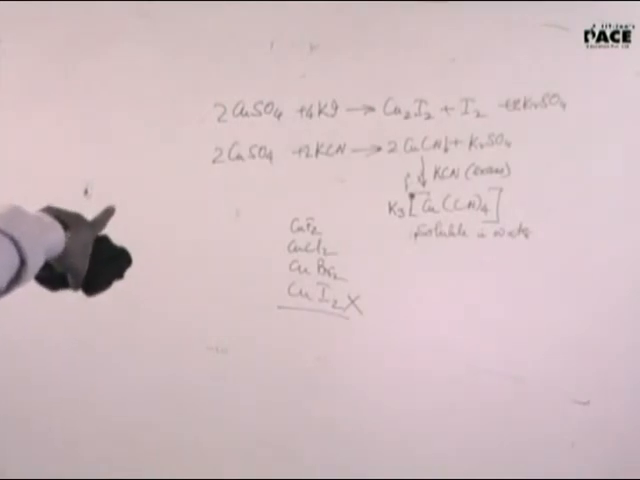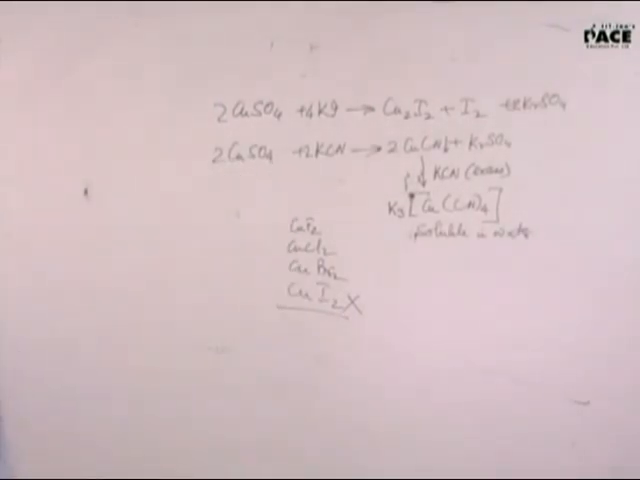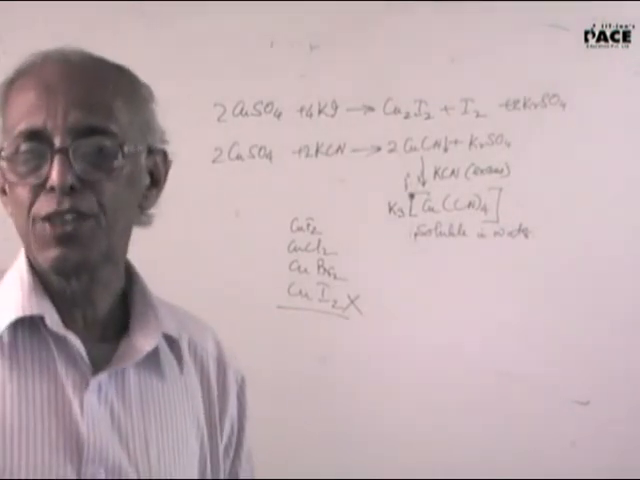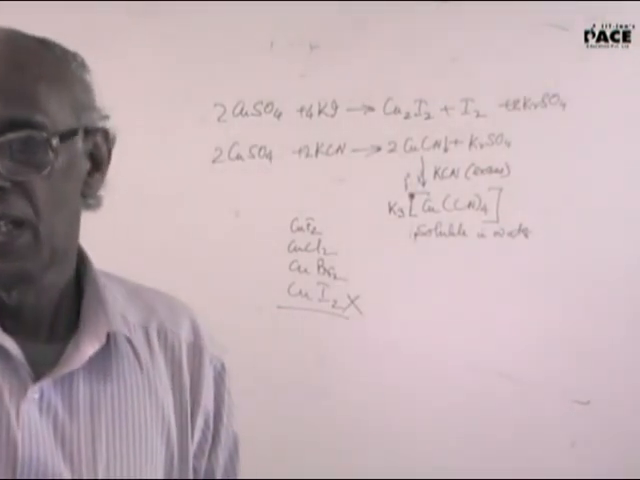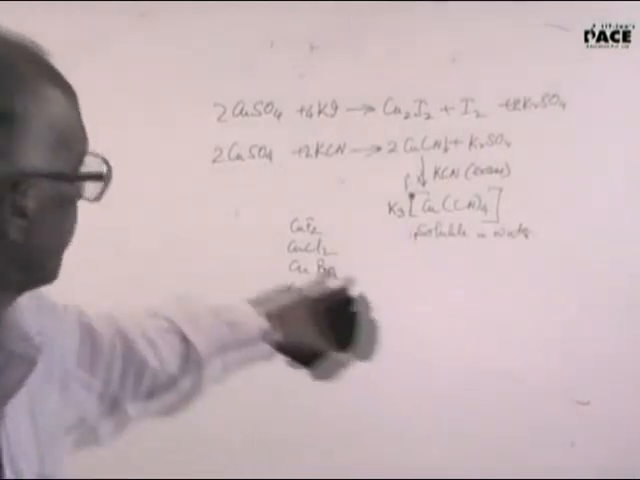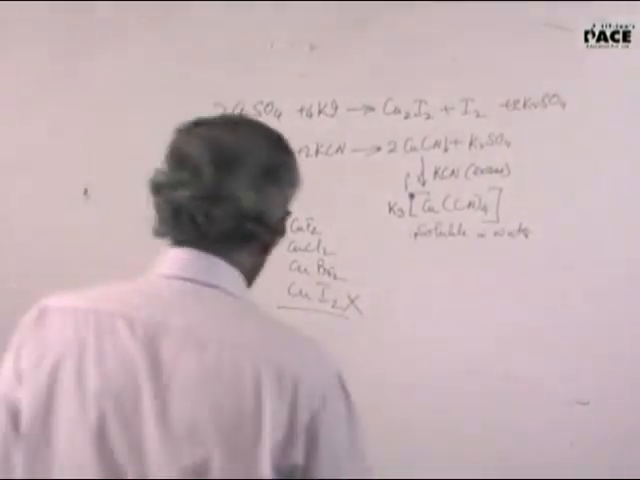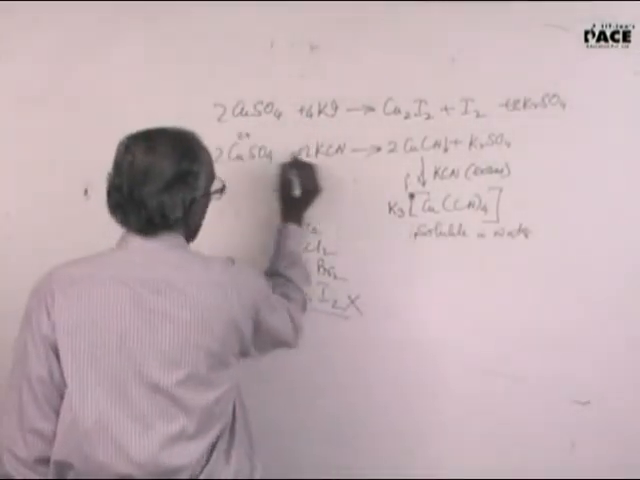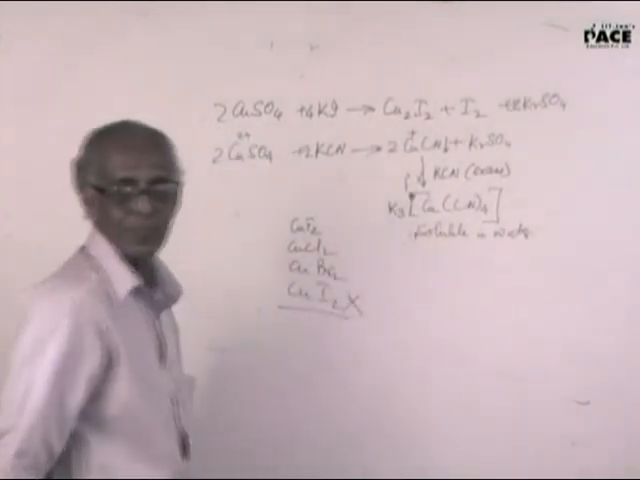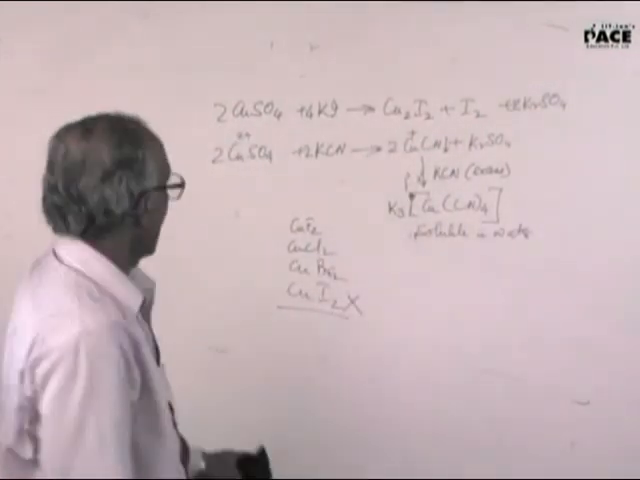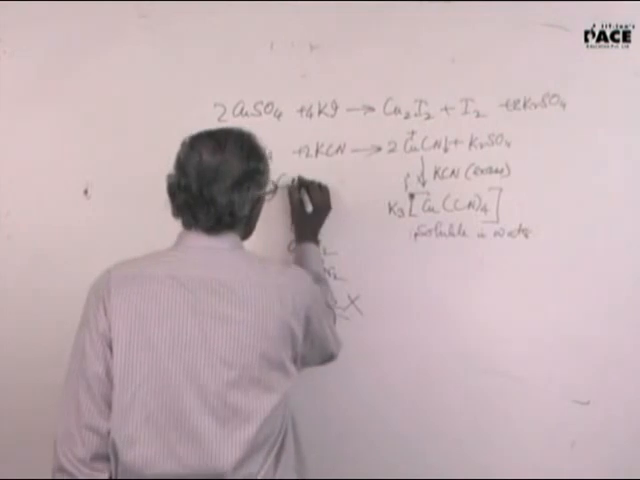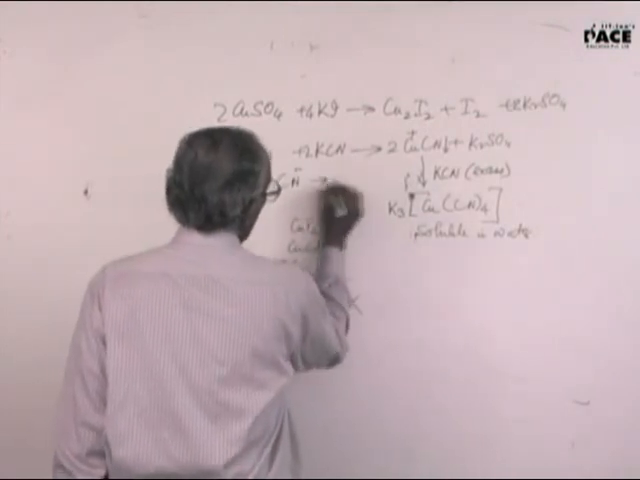Same reaction you can see here. Instead of potassium iodide, if I add potassium cyanide, I get copper 2 plus reduced to copper plus, and cyanide ion goes to cyanogen.